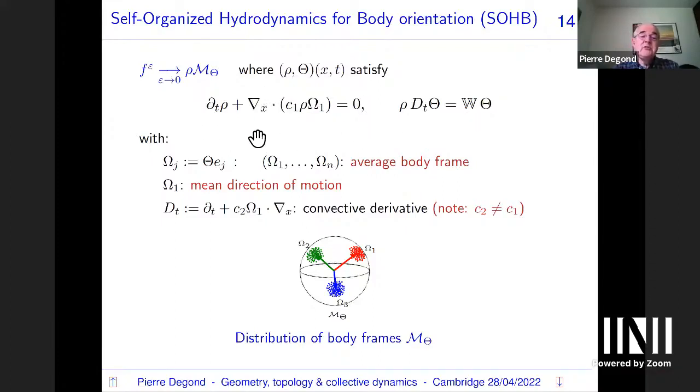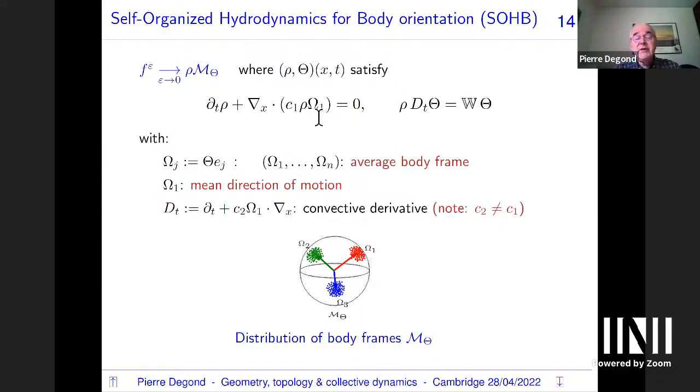The first equation is really very classical. It's the continuity equation. Here the notation is that looking at the image of the reference frame e_k by theta, I call that omega k or omega j. So omega 1 to omega n is really this mean body frame. And what you can see here is that the fluid velocity, as a fluid, the particles move in the direction of omega 1.